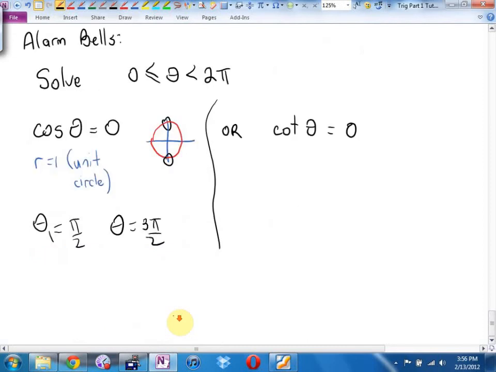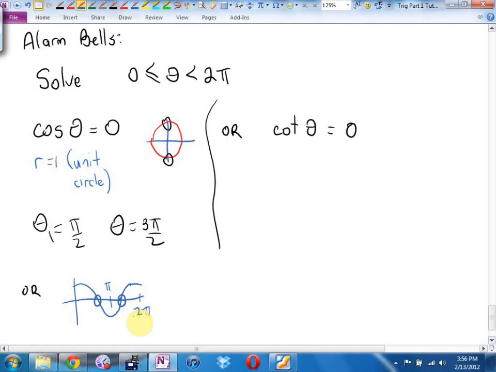You could also have arrived there by sketching. You could have gone like this. Well, here's my cosine graph. Where is it zero? Right there and right there. Hey, that's pi. That's 2 pi. That's pi by 2 and 3 pi by 2.